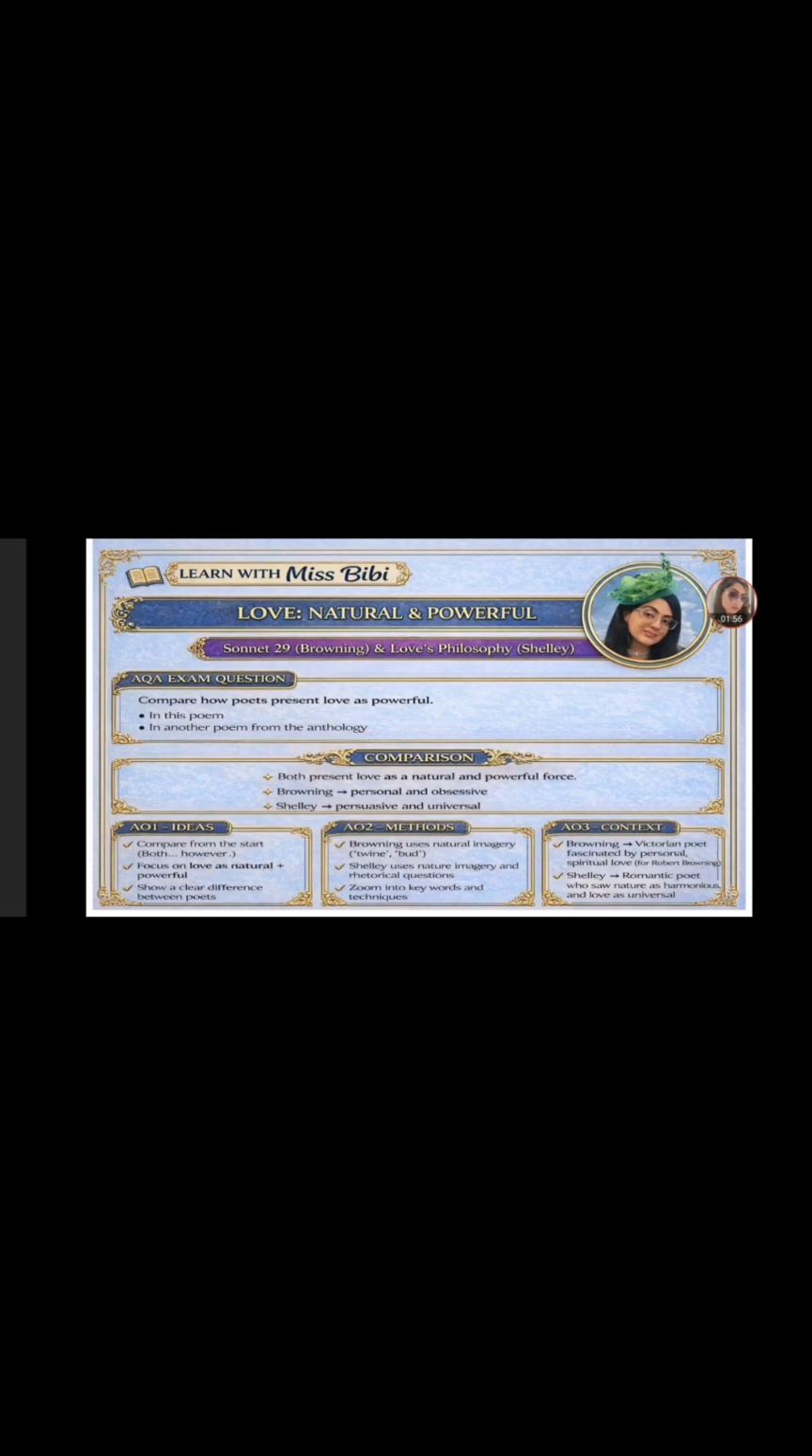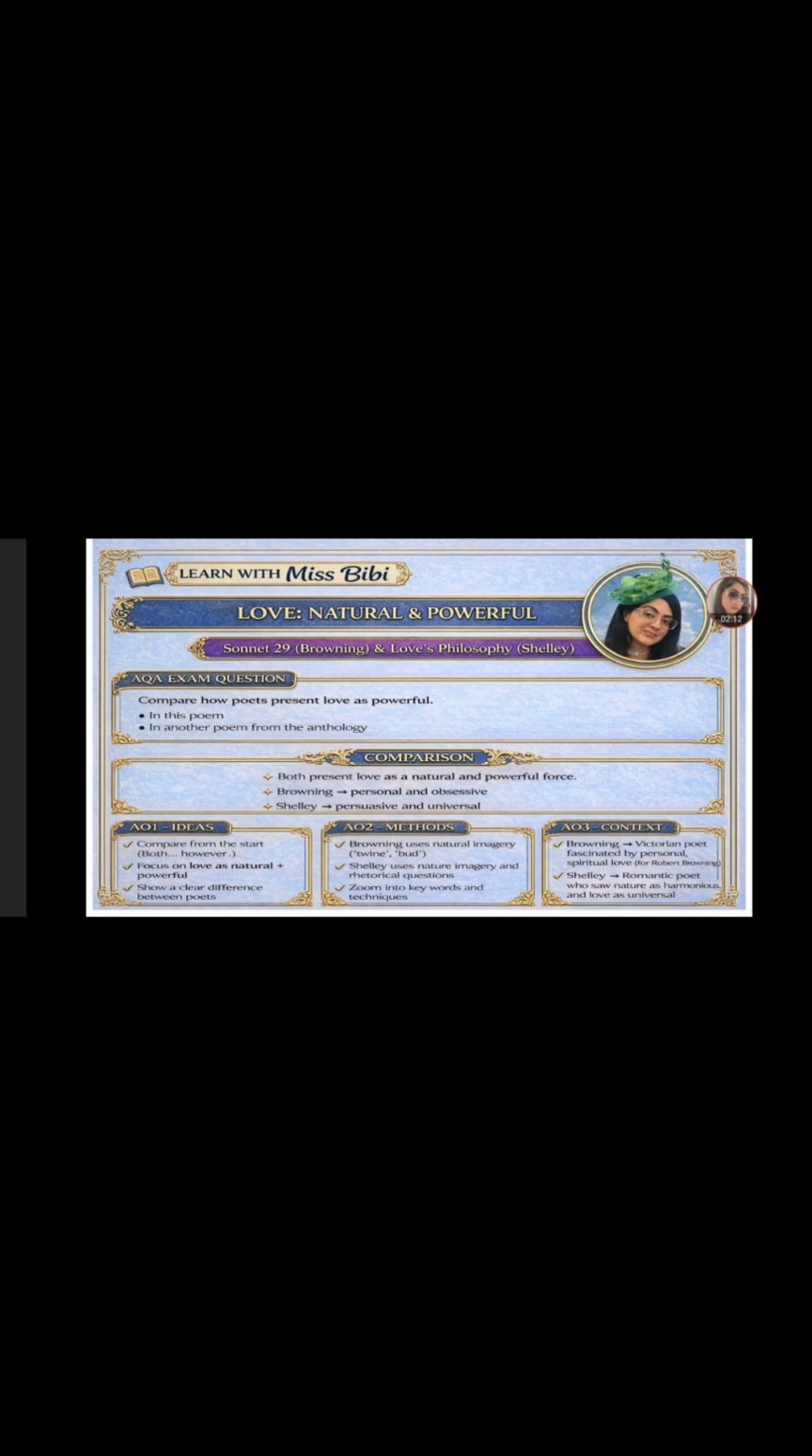What gets you the AOs? AO1, clear argument and comparison. AO2 is your methods, your writer's methods, so this is language, structure, imagery. And AO3 is your contextual factors, so you can make links to Romanticism or the Victorian era.